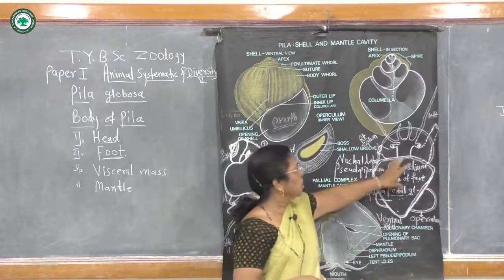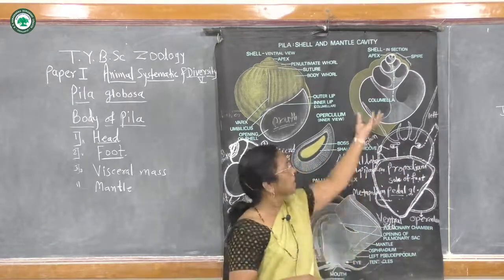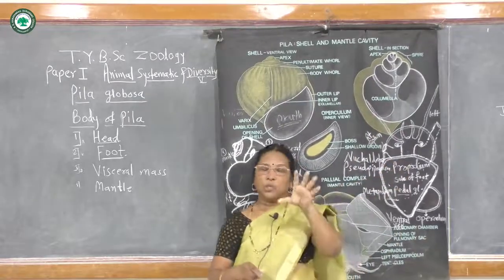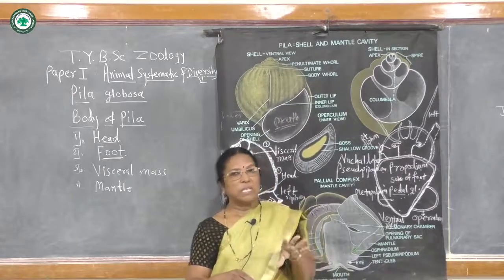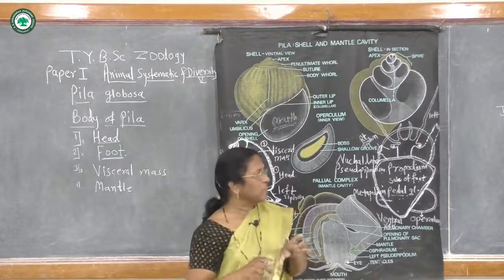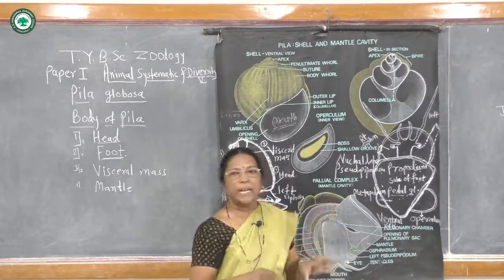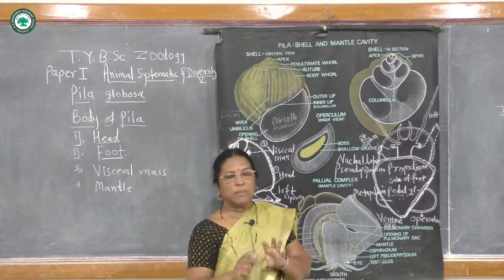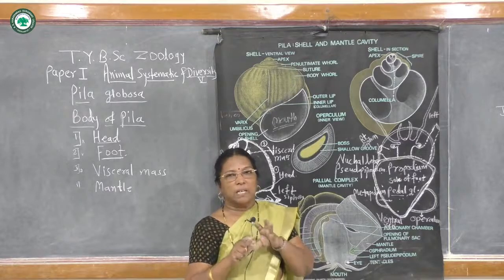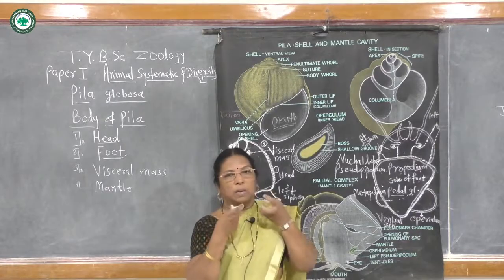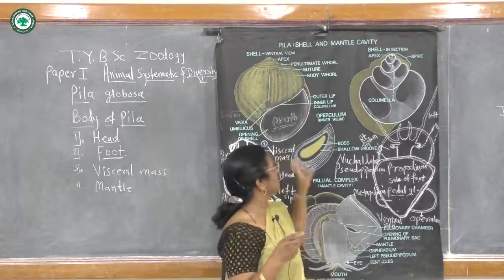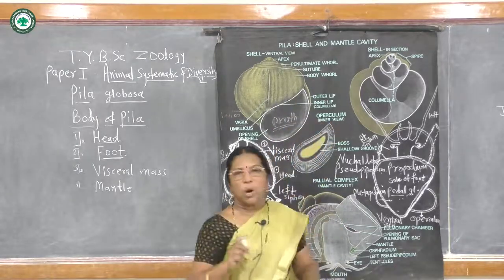propodium, which shows the columellar muscles which attach to the columella of the shell. This propodium shows attachment of muscles crosswise and lengthwise which can contract and relax, with the help of which the foot and head can protrude out from the shell for the purpose of feeding and locomotion. Otherwise, when disturbed, the animal retracts its head and foot inside and closes this aperture of the shell with the help of this operculum.